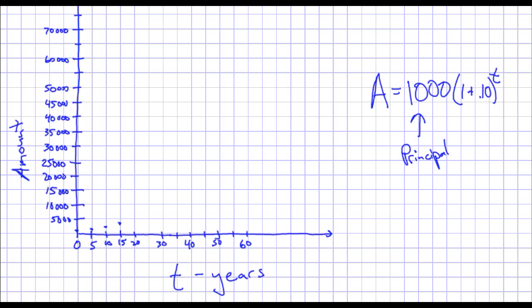After 20 years, we finally break that 5,000 barrier. We're up to 6,700. That'd be right about there. I'll skip ahead a few so we don't have to do every single one here. But after 30 years, now we're starting to see something exciting. We're up to $17,449. Starting to grow a little bit there.